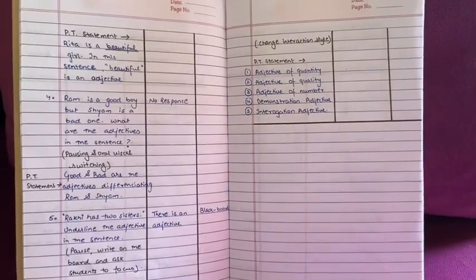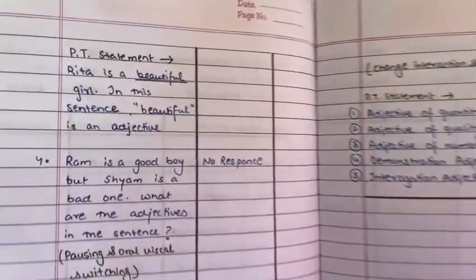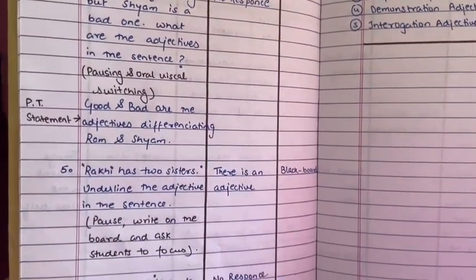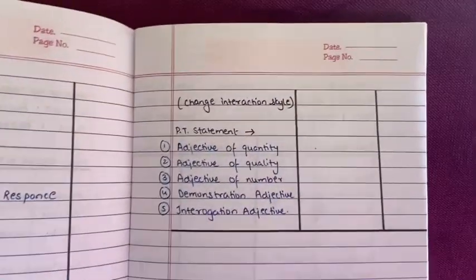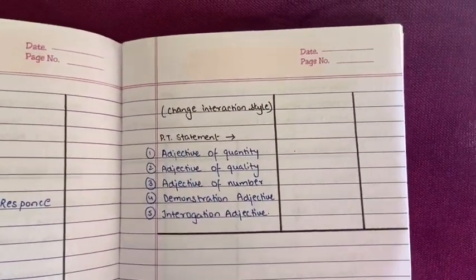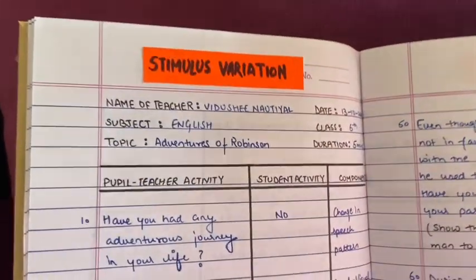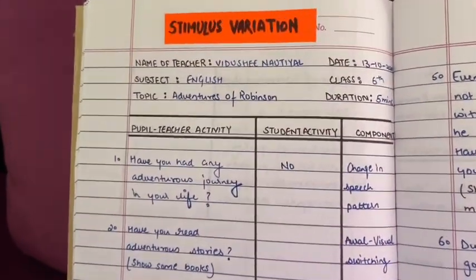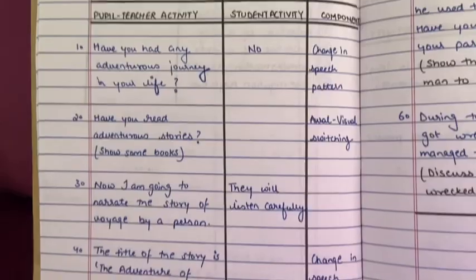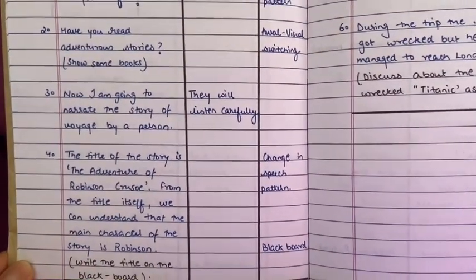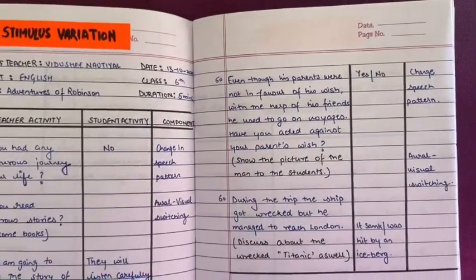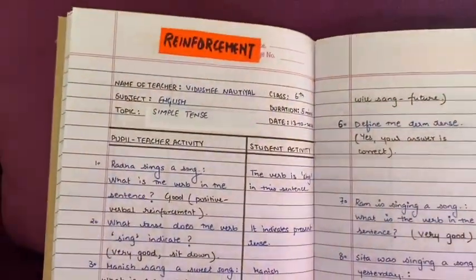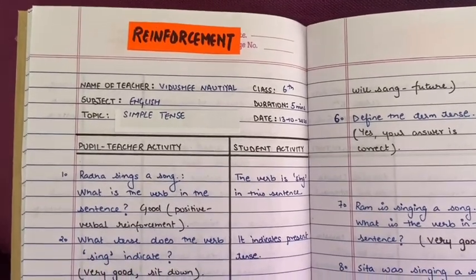There are various components, for example, the behavior of the teacher, physical involvement of the teacher with the student, interaction with the student, stressing on some part or pausing somewhere, or even the gestures which the teacher is making. Stimulus variation is basically how the teacher interacts and behaves and makes the class involved with her or him.